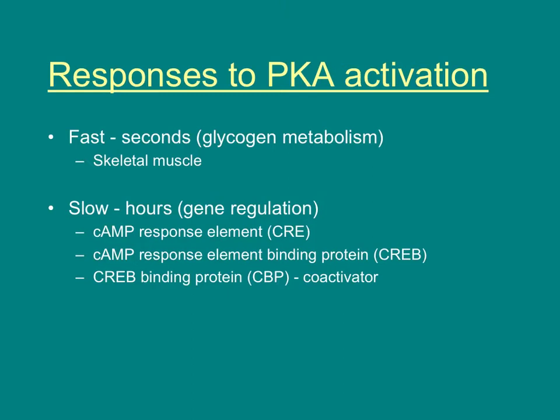Here's an example. So PKA can actually be a really fast activation. Glycogen metabolism. Okay, what is glycogen, first off? Sugars that are stored. Where do we store glycogen? In our livers, in our muscles as well. We have glycogen stores. And they're basically these long polymers of sugars that are linked together by what kind of bond?